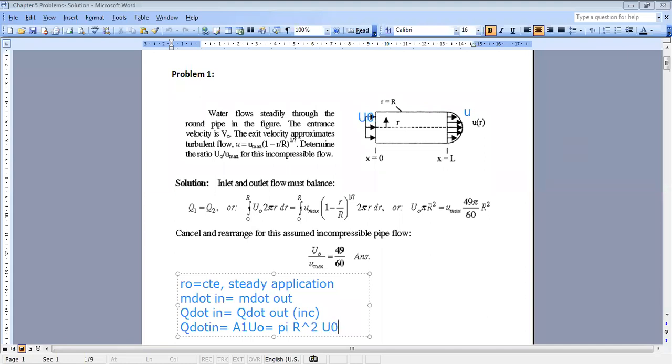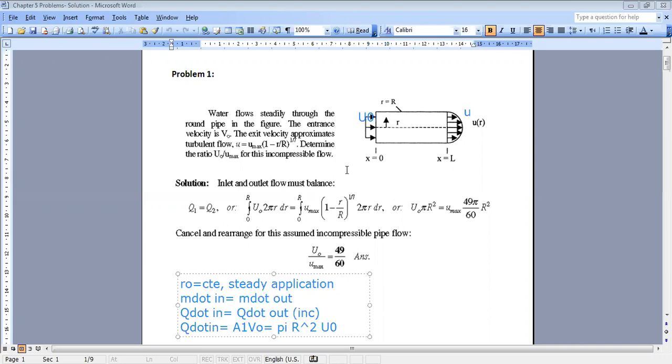Doctor, here Q dot in equals A1 times U0. U0 is, or V0, they call it V0 here. So V0, which is the velocity at inlet, the inlet velocity. Because I told you that the entrance velocity is constant equal to V0, and it's known. They mixed names; they put here V0, then they use U0. So it is the same. U0 and V0 in the problem are the same.